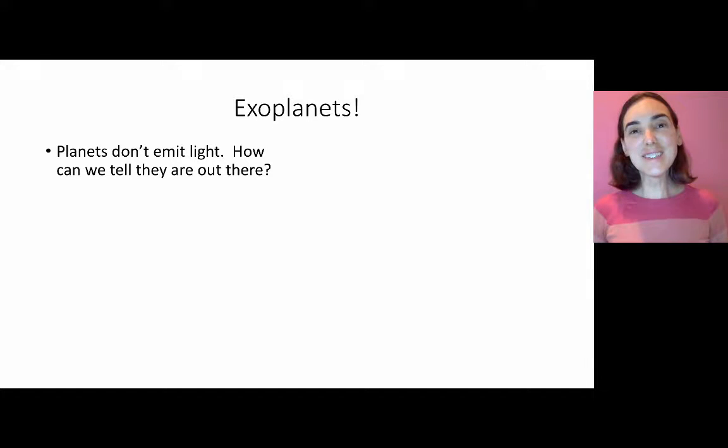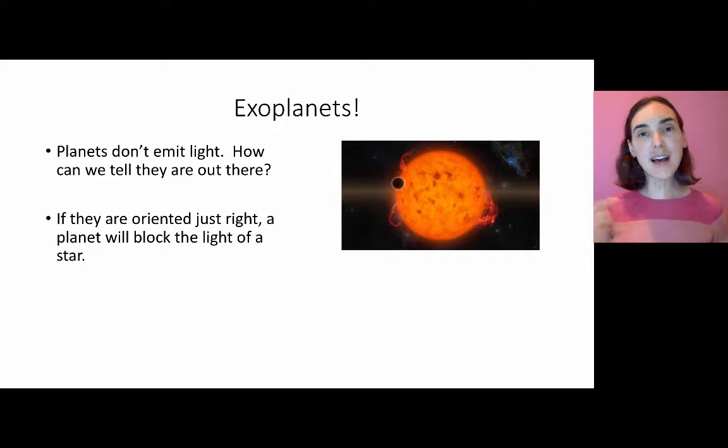Hi everyone, in this video we'll learn about ways of detecting planets beyond our solar system. They don't emit light, so we have to use indirect techniques to figure out that they're there. And one of the main ones we use is the fact that they block light from the star that they're orbiting when they go around it, when they transit it. And they only block a little bit of that star's light.